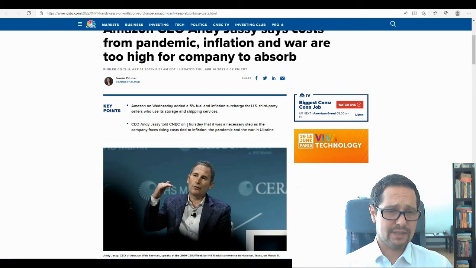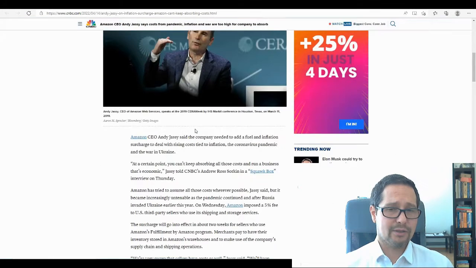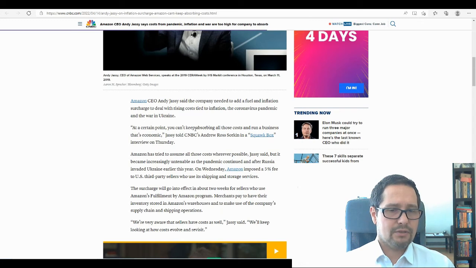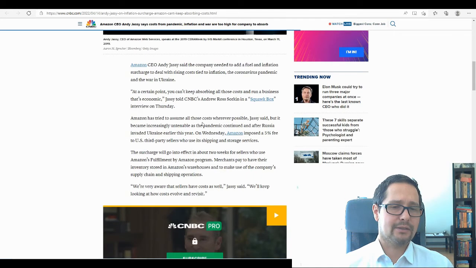CEO Andy Jassy told CNBC on Thursday that it was a necessary step as the company faces rising costs tied to inflation, the pandemic, and the war in Ukraine. Amazon CEO Andy Jassy said the company needed to add a fuel and inflation surcharge to deal with rising costs tied to inflation, the coronavirus pandemic, and the war in Ukraine. "At a certain point, you can't keep absorbing all those costs and run a business that's economic." That's real.